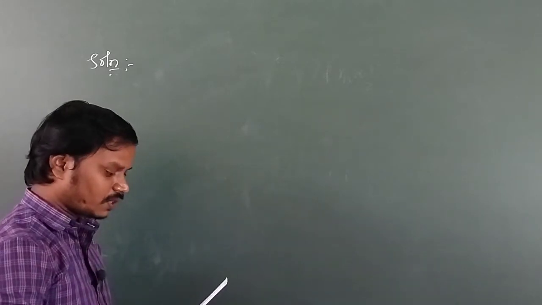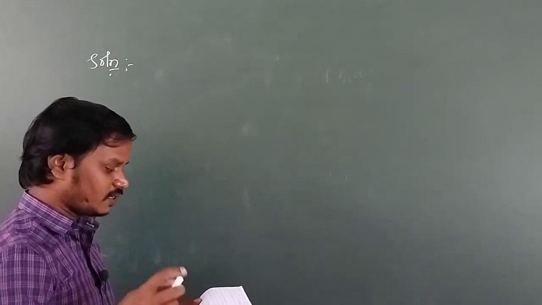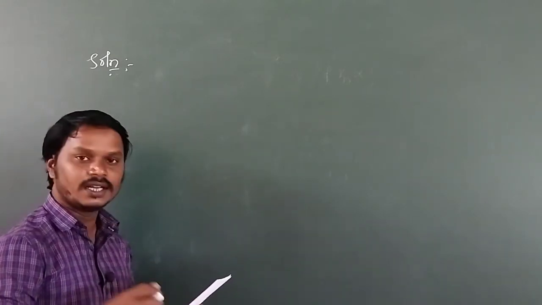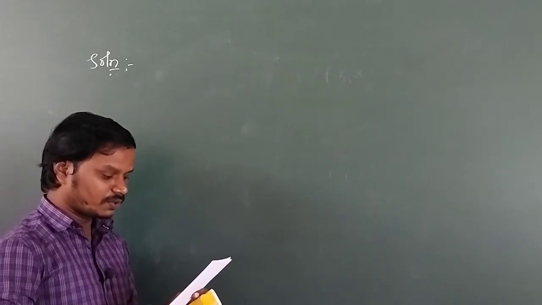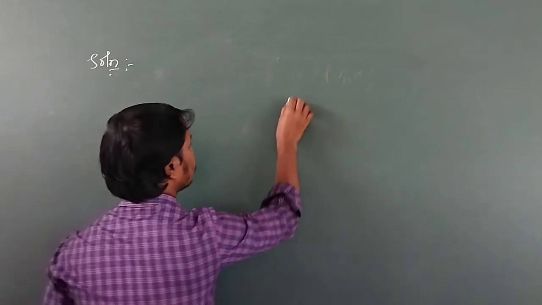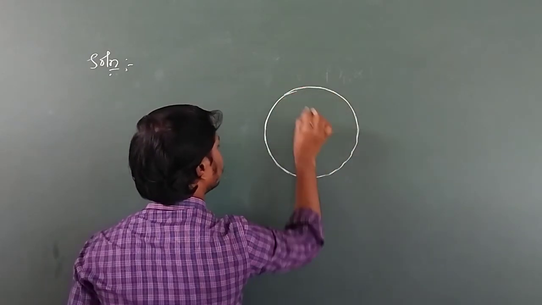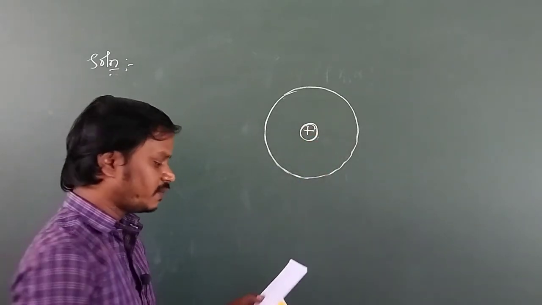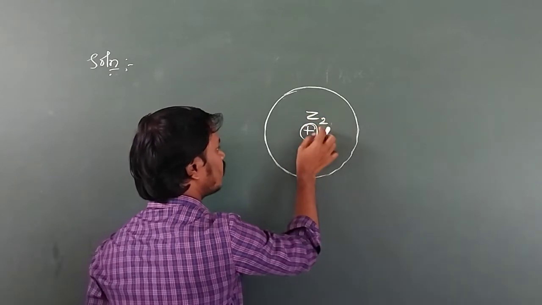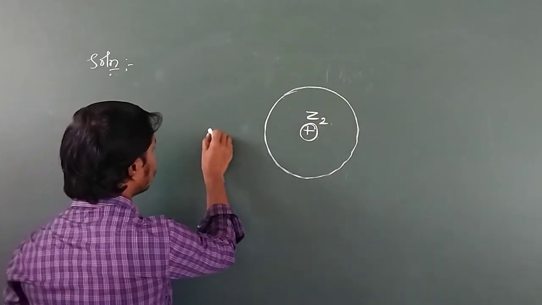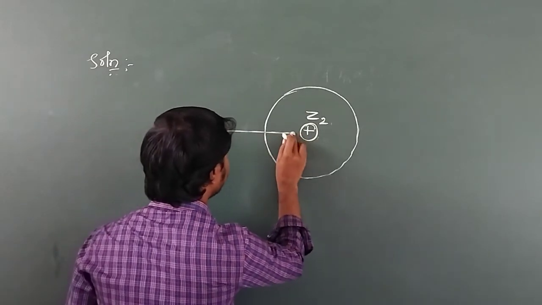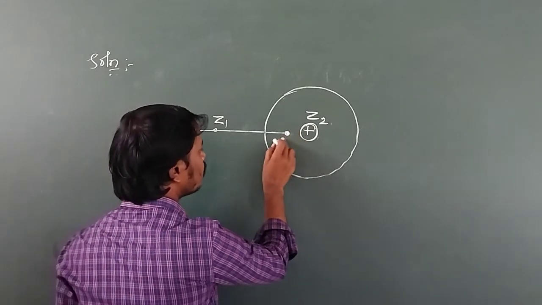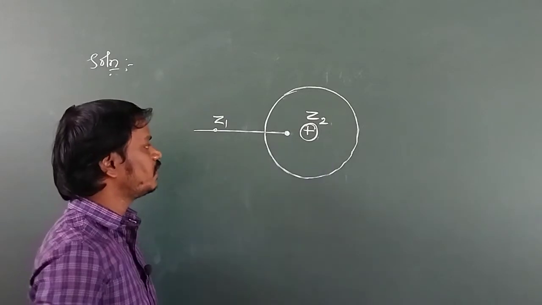So in the Rutherford scattering experiment, a projectile of charge Z1 and mass m1 approaches a target nucleus of charge Z2 and mass m2. The distance of closest approach is r naught. The energy of the projectile is asked. This is an atom, and this is a nucleus. Here the charge on the target nucleus is given, that is Z2, and the charge on the bombarding particle is Z1.